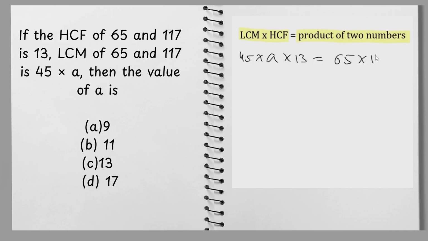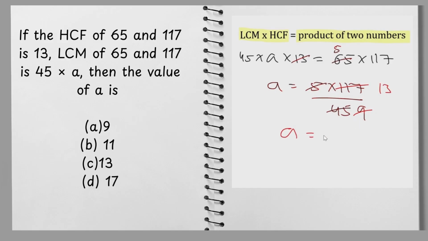So the product of the two numbers will be 65 into 117. Later I can reduce it: 13 one times, 13 five times. So in order to get A, this is 5 multiplied by 117, divided by 45. Now this can be reduced by 9 times. Further we can reduce 9 and 9, how much? 13 times, right? So A comes out to be how much? 13. So A is what we have to find out, and the value of A is 13 in this case.